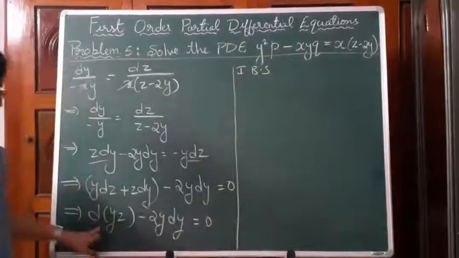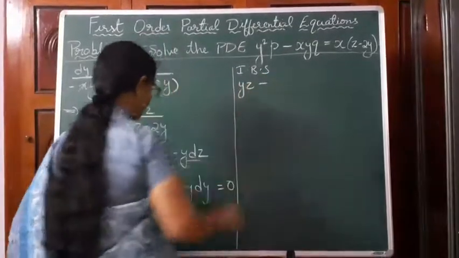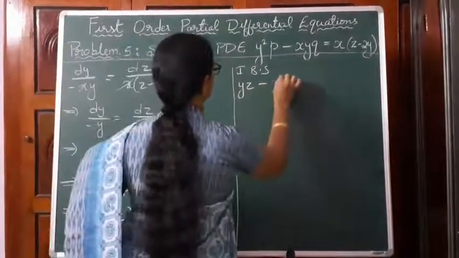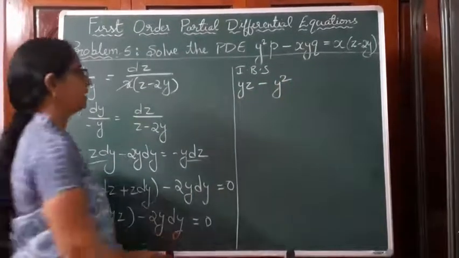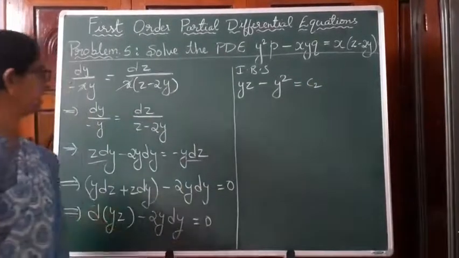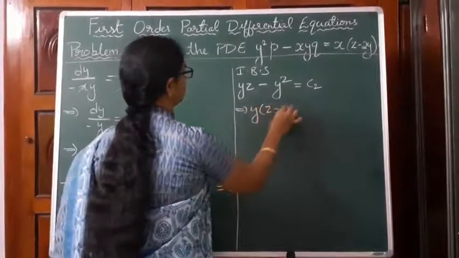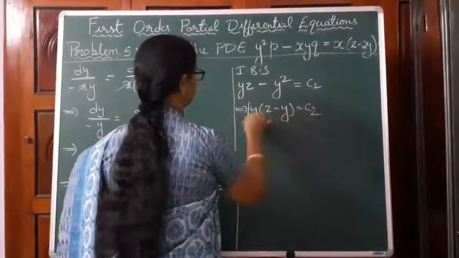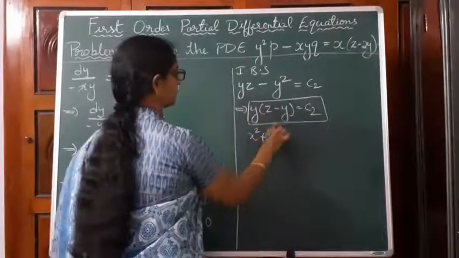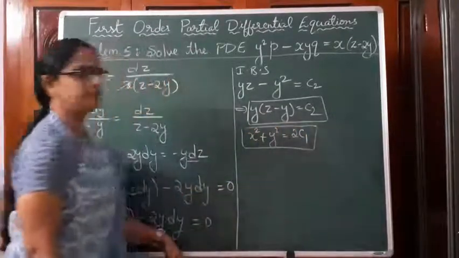Now integrating both sides, what do we get? Integral of derivative of yz gives yz minus 2 into integral of y, which is y square by 2. So 2 and 2 get cancelled, equal to c2. So yz minus y square is equal to c2, or y into z minus y is equal to c2. This is the second solution, whereas the first solution we obtained is x square plus y square is equal to c1 or 2c1. These are two independent solutions.